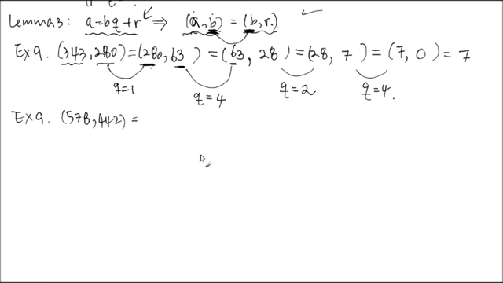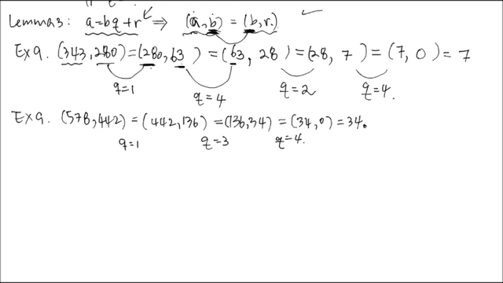So this is what I got. I got down to 34, and the sequence of quotients was q equals 1, 3, and 4. All right? Any question about this algorithm? It's a pretty cool algorithm.